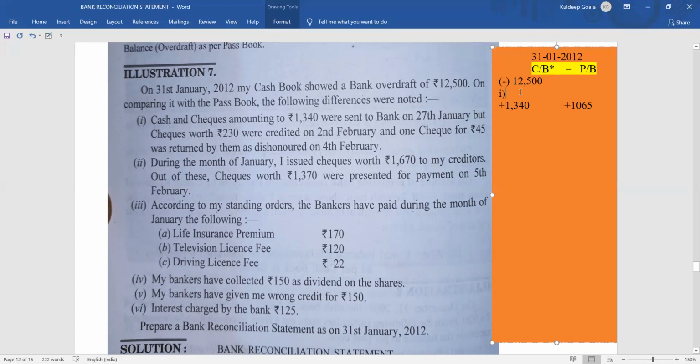So how to make the changes in the cash book? We have to make both the sides the same, so we have to deduct this amount. How much do we have to deduct? 275 rupees. How did we come to know 275? Because 1340 minus 1065 is 275 rupees. Okay, now let's come to the next point. I'll just highlight it for your understanding. Now coming to point number 2.